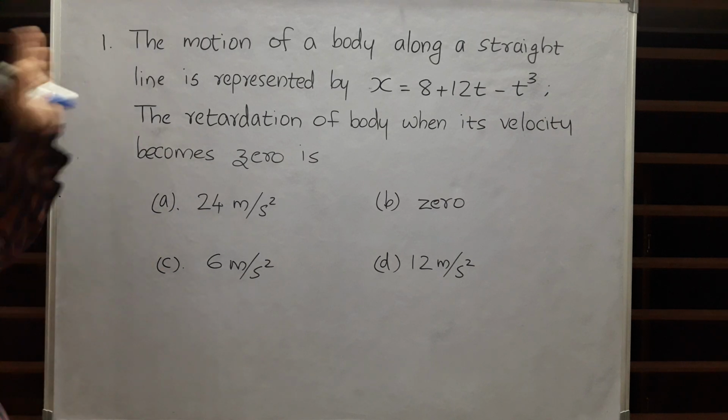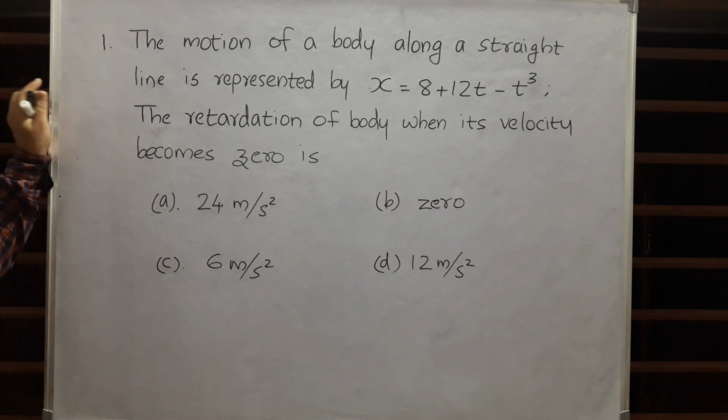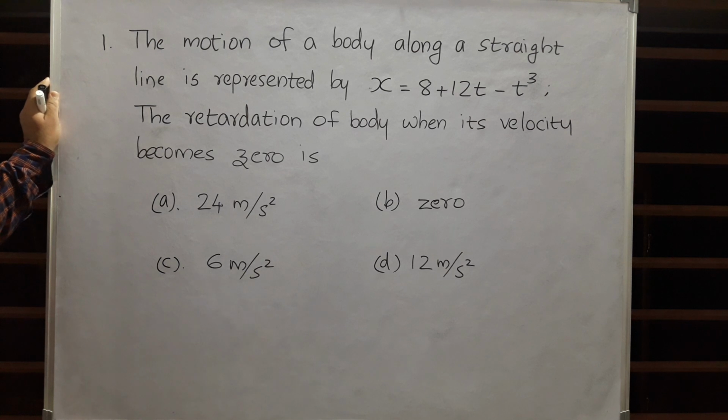So here I have written the first problem of instantaneous velocity and the concepts of acceleration on the board. You can just note down the question. What is given is the motion of a body along a straight line represented by x is equal to 8 plus 12t minus t cube. The retardation of the body when its velocity becomes 0 is: option A is 24 meter per second square, B is 0, C is 6 meter per second square, and D is 12 meter per second square. So all of you have to note down this problem.